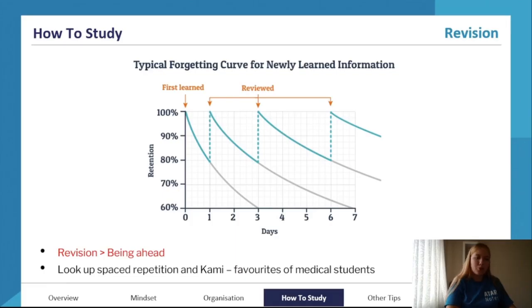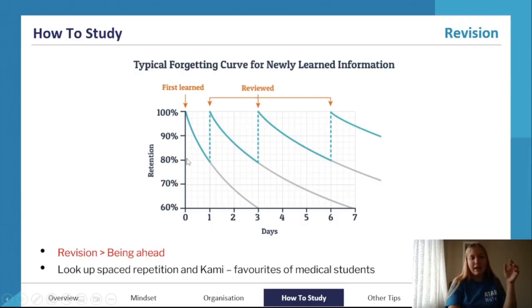So there are some resources for you guys, like I mentioned spaced repetition already, and also have a look at Kami. These help medical students who study very, very hard, so it should help you guys as well. And looking here, we have the typical forgetting curve for newly learned information that shows if we don't revise, such as with the spaced repetition method, how our memory of a topic just completely plummets over just a few days. But if we revise, the curve goes all the way back up.